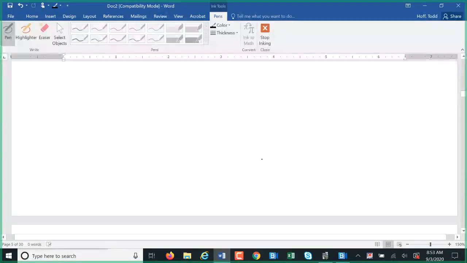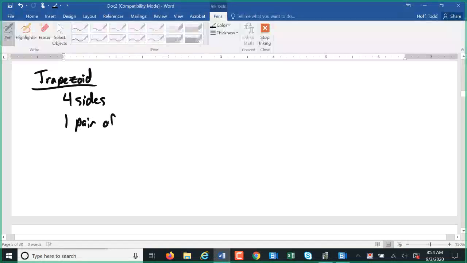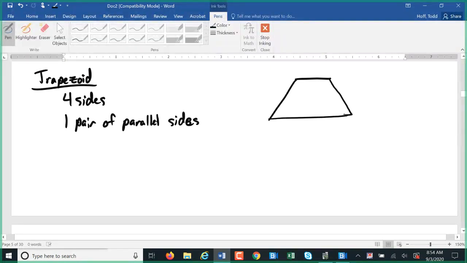Another formula we run into, we talked about areas yesterday. Let's talk about, first of all, what is a trapezoid? A trapezoid is a four-sided figure, has 4 sides, and 1 pair of parallel sides. Most of us are used to seeing a trapezoid something like this. But a trapezoid could look like this. Those sides are parallel.